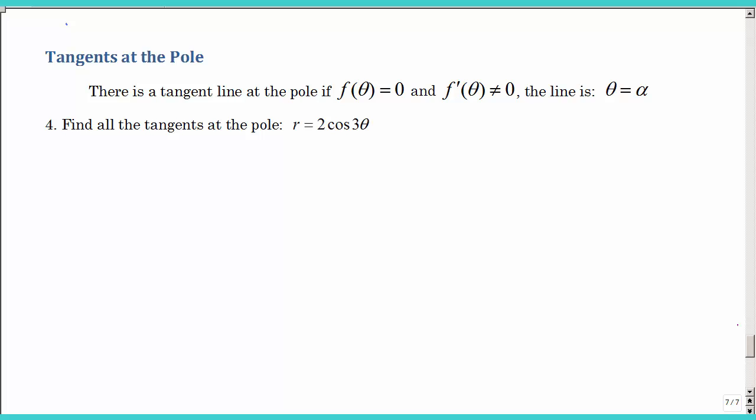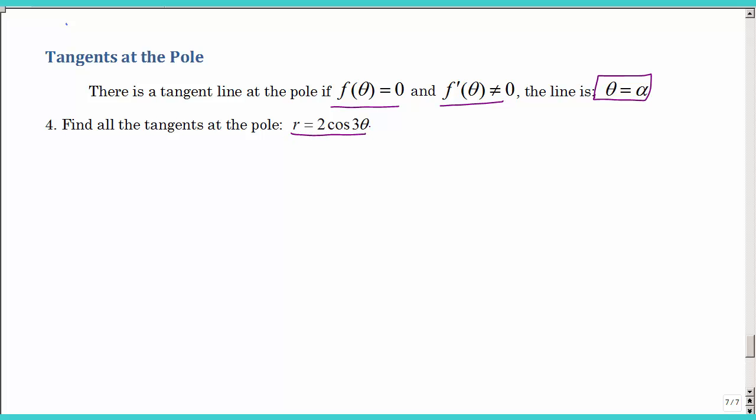The next one, less calculus, more trig. If you want to find a tangent at the pole, we know it exists if the function of theta, which is r, is equal to 0 and the derivative does not equal 0. Basically, we just have theta equals an angle. So how can we find all the tangents at the pole?